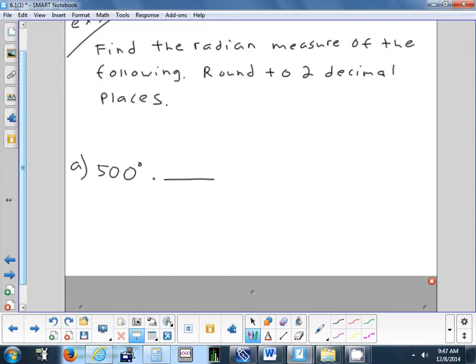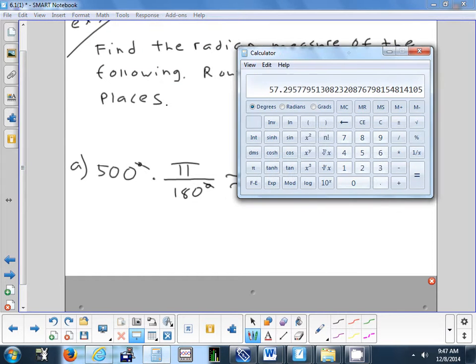Anybody remember which way I multiply here to convert degrees to radians? What goes on top? Yep, pi on top, 180 in the bottom. Okay, this is just going to be an approximate answer. Take 500, use your pi button and divide by 180. So we get about 8.73 radians.